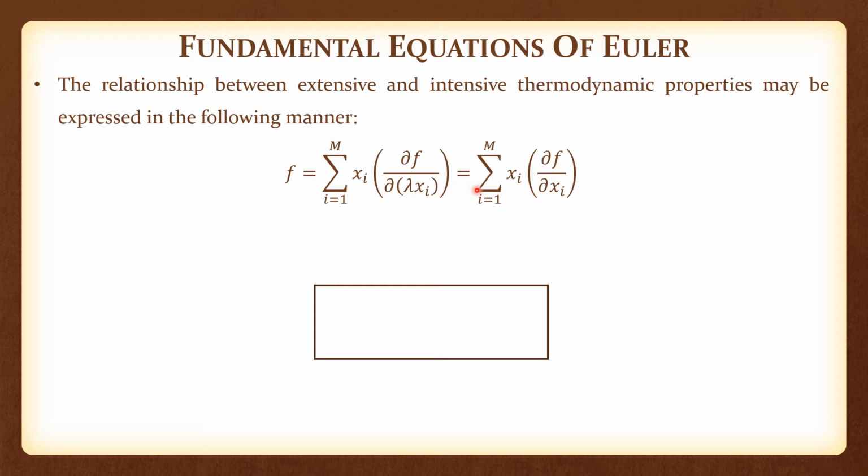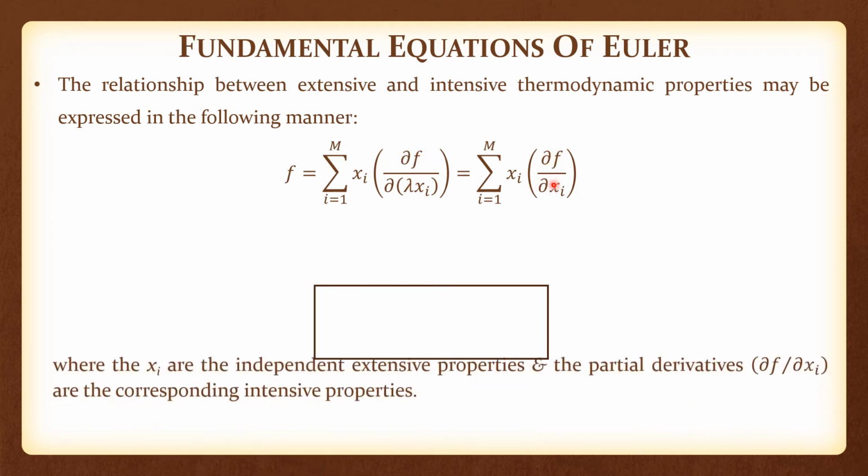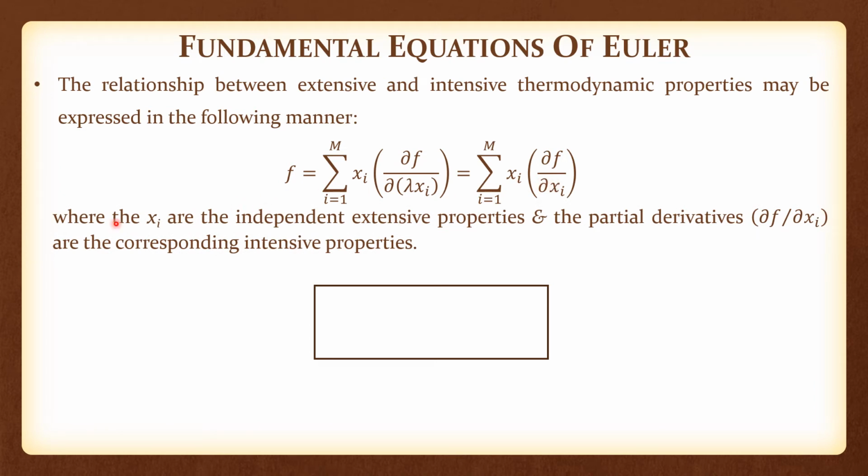F is equal to the sum over i equal to 1 to m, where there are m independent variables. In our internal energy parlance, from the state postulate, there are m modes of energy exchange, out of which one is heat and the remaining are work modes. So we sum over i equal to 1 to m of xi times the partial derivative ∂f/∂xi. This partial derivative I can simply write like this. Now let us apply this here. The xi are the independent extensive properties and the partial derivatives are the corresponding intensive properties.